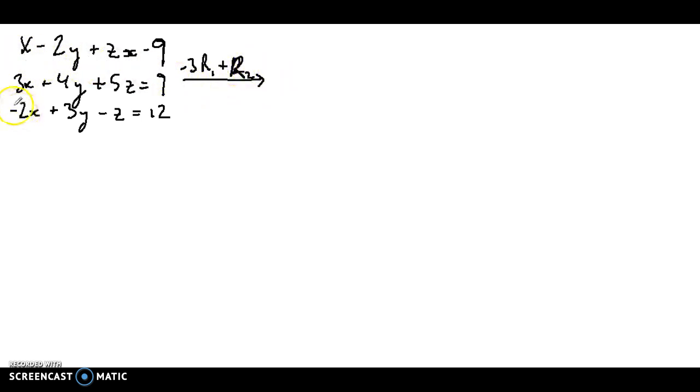And then in order to eliminate this, we need to multiply row 1 by 2. So we're going to take 2 times row 1 plus row 3. And now, since row 2 and row 3 are the only 2 that are changing, row 1 stays the same, so we can just rewrite it as is. x plus 2y plus z equals -9. I apologize for some of my handwriting here.